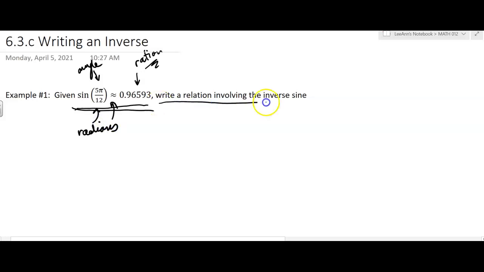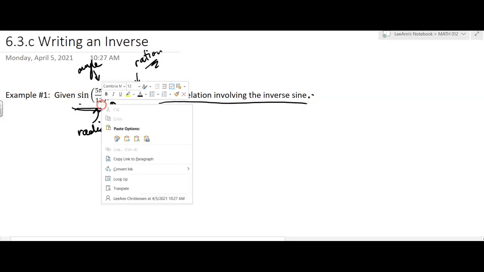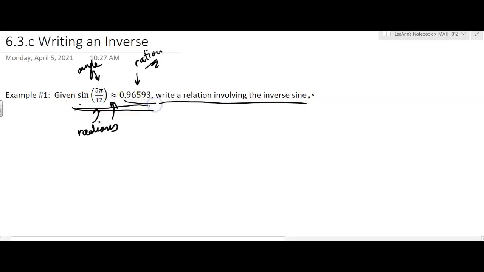It says write a relation involving the inverse sine. Okay, so we have sine of this angle equals this value here. We're going to flip it then. The inverse sine of this ratio, 0.96593, is going to be approximately equal to 5π/12.